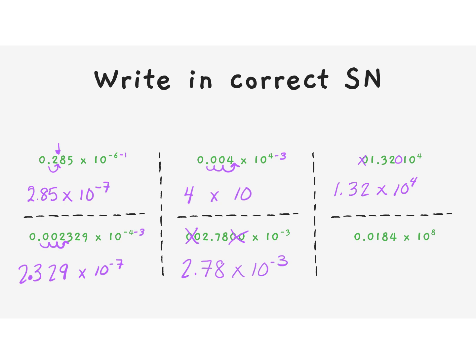And our last one, we're going to move 1, 2 negatives, so minus 2. So we have 1.84 times 10 to the power of 6. I hope you did okay. These can get kind of confusing once you start to add that negative value in the exponent.